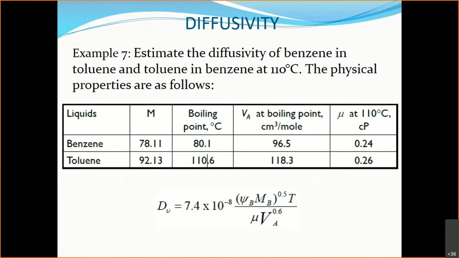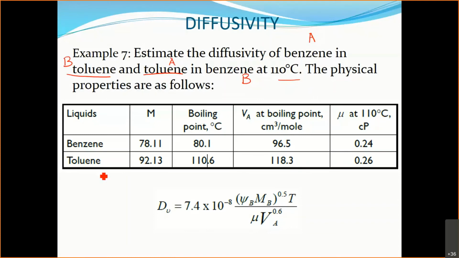So this is an example on how to calculate the diffusion coefficient of benzene in toluene and toluene in benzene at 110 degrees Celsius. So first of all, you have benzene in toluene, so this is your component B. And then you have toluene in benzene, so this is going to be your component B. So AB and AB, you can just change the orientation.